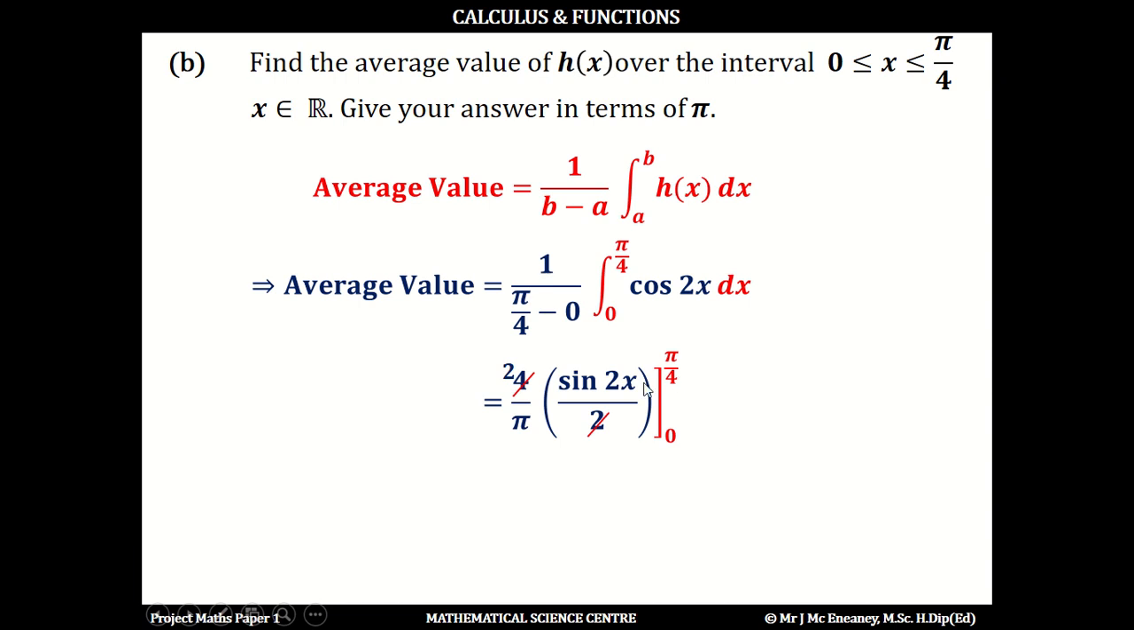And then if we put in pi over 4 for x, and then if we put in 0 for x, this is going to give 2 over pi on the sine of 2 times pi over 4, which is pi over 2, minus, and if you put in 0 for x, that's just the sine of 0. Now the sine of 0 is just 0. The sine of pi over 2 is just 1, so this just simplifies to 2 over pi.